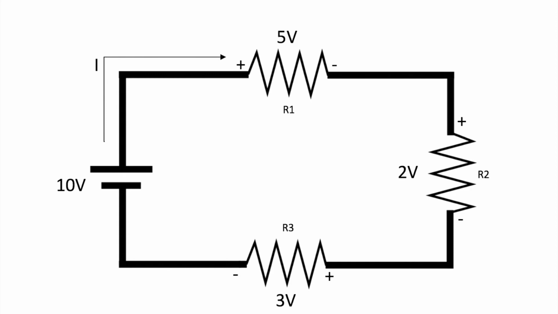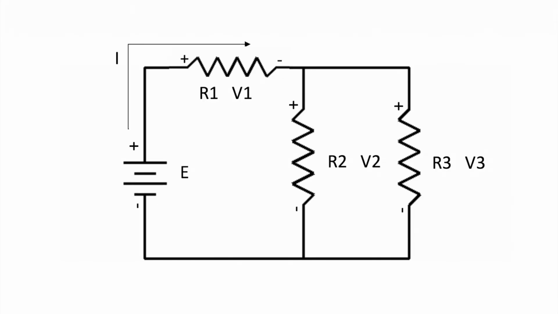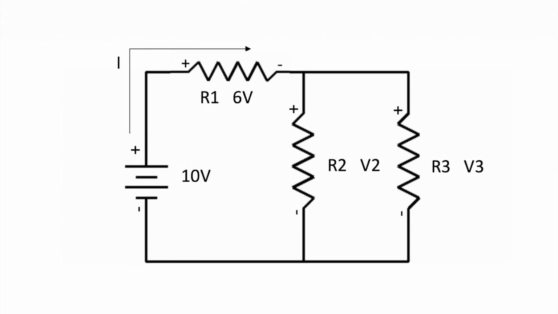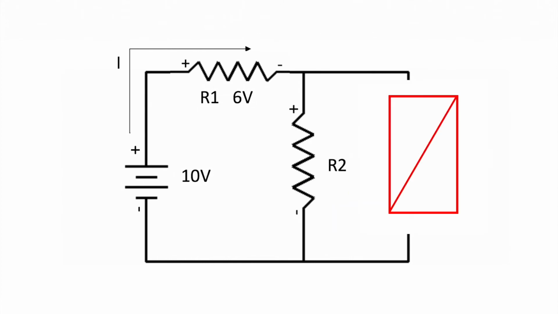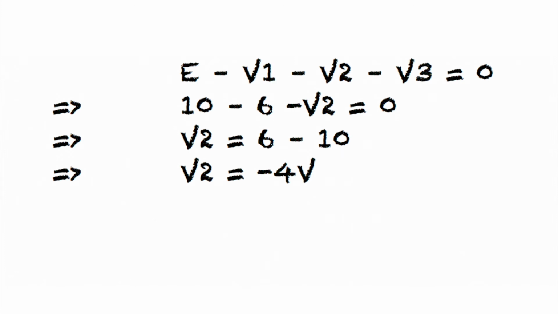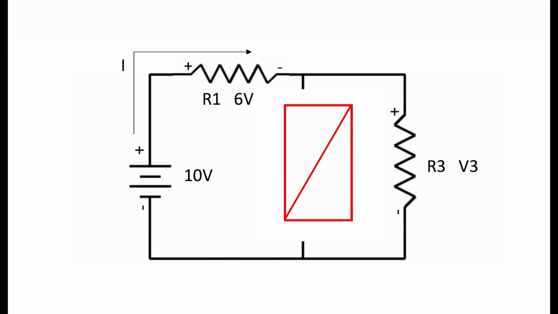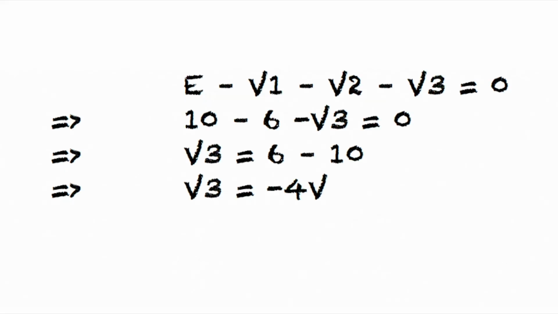Looking at a parallel circuit is slightly different. If we plug our numbers in, we've got a 10 volt input, a 6 volt dissipation across R1, but unknown on R2 and R3. We need to look at this system in two different sections, this one and this one. We first look at this one, doing some very simple calculations again. V2 is equal to 4 volts, and we do the same over here, and we find that V3 is also equal to 4 volts.